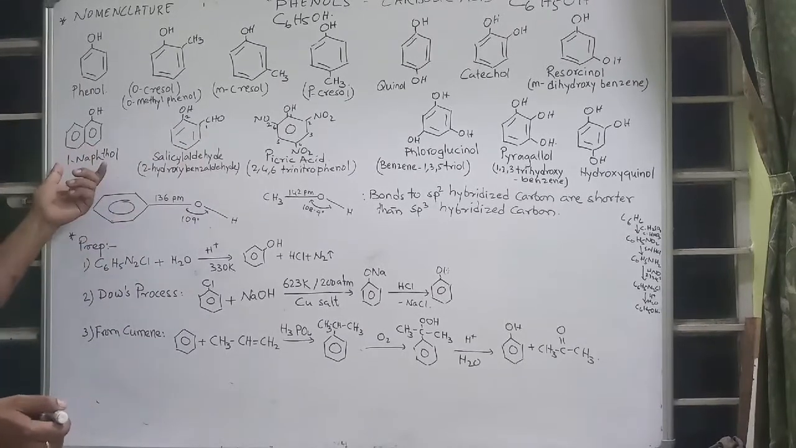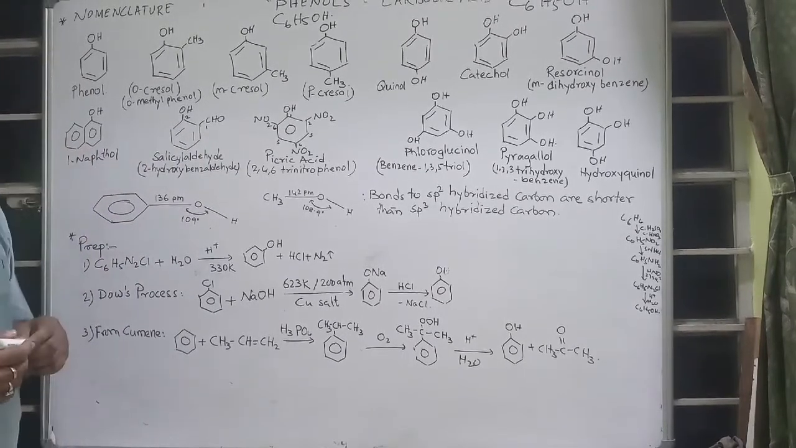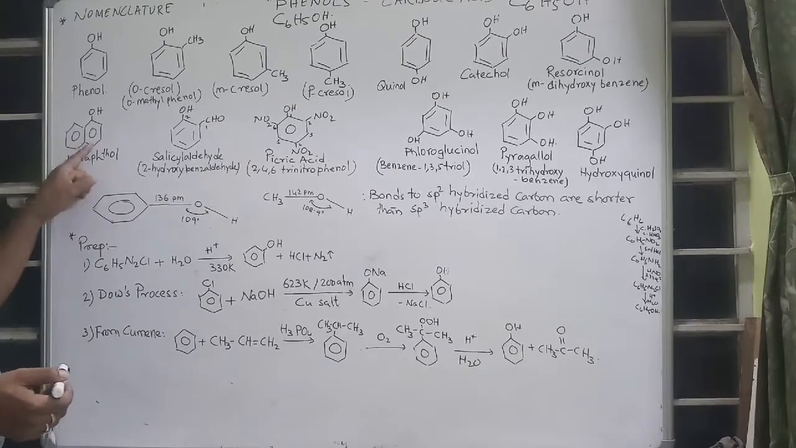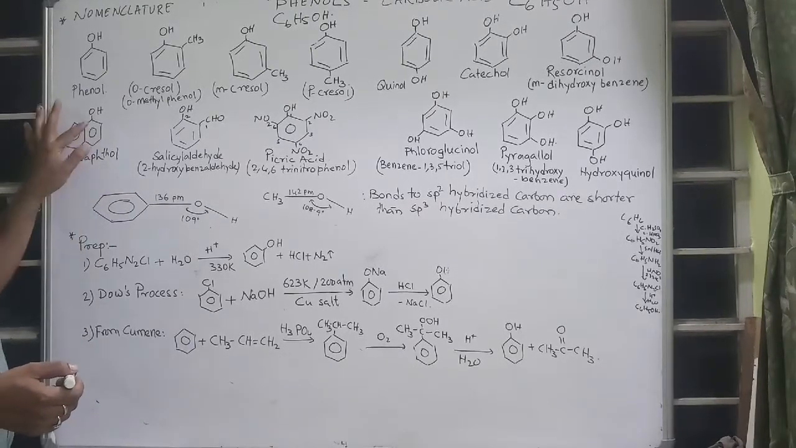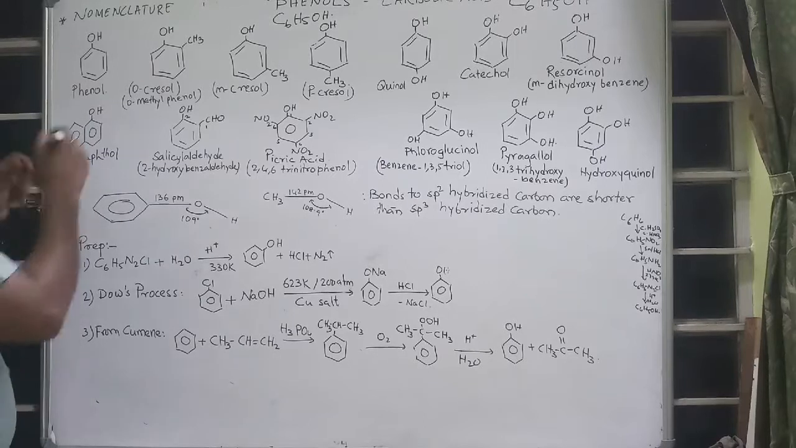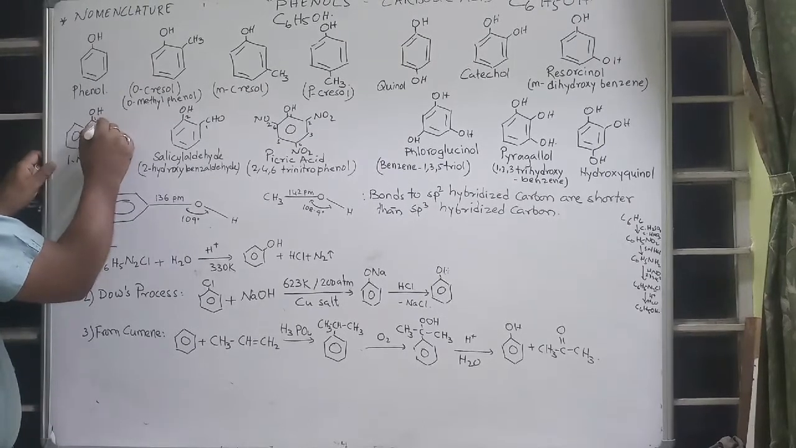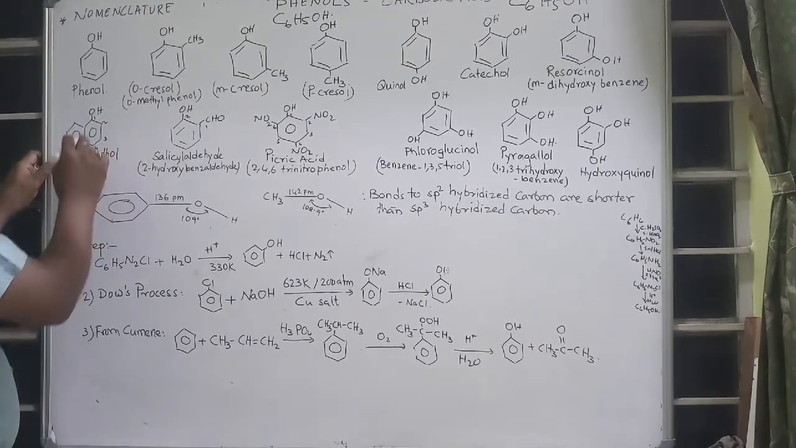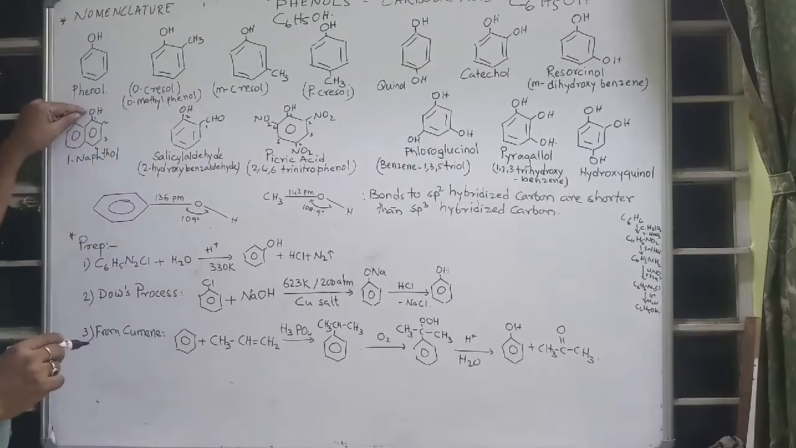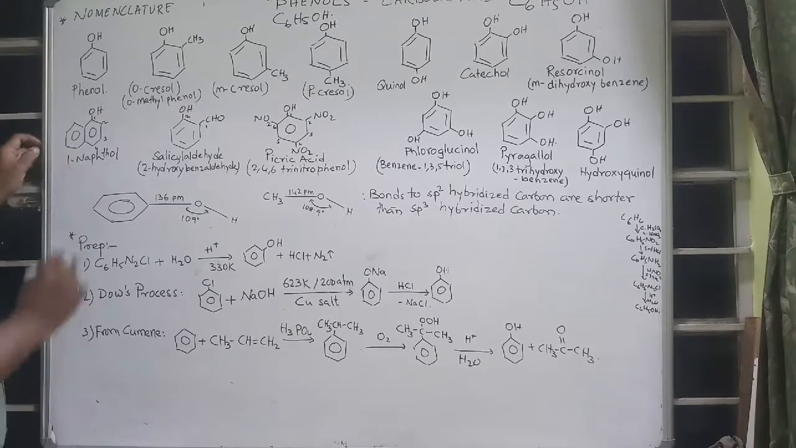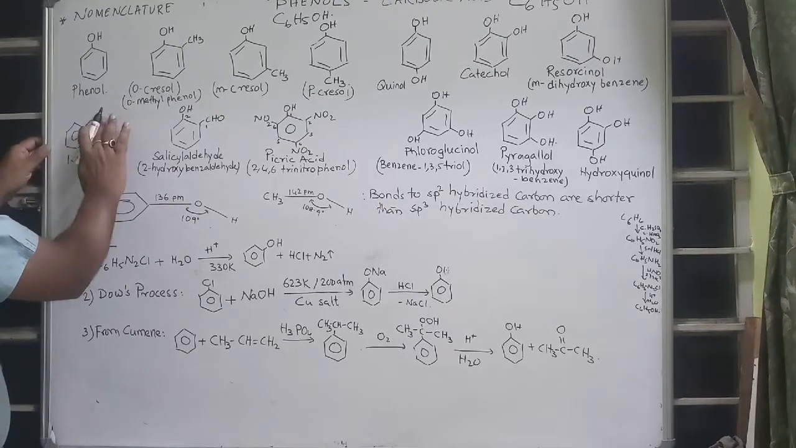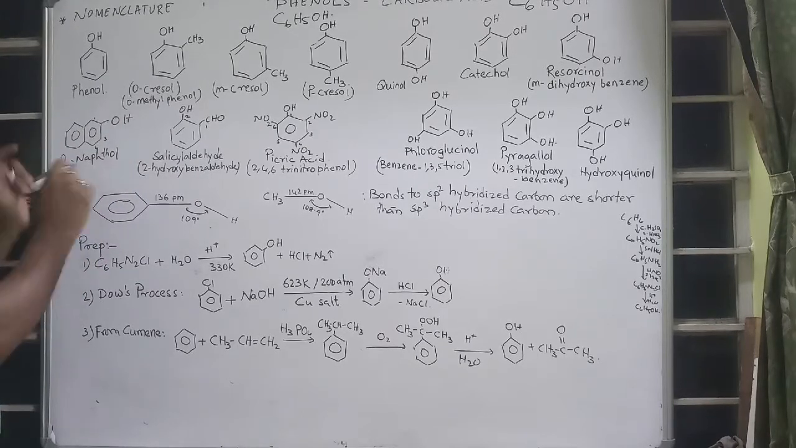So if it happens that we go for the naphthol, in making the naphthol you require 2 benzene rings, and when this benzene ring is attached to the OH, remember this is the first position, this is the second, this is the third, this is fourth. If this OH is attached to the first carbon, it is called 1-naphthol. If this OH is attached to the second carbon, it will be called 2-naphthol and so on.